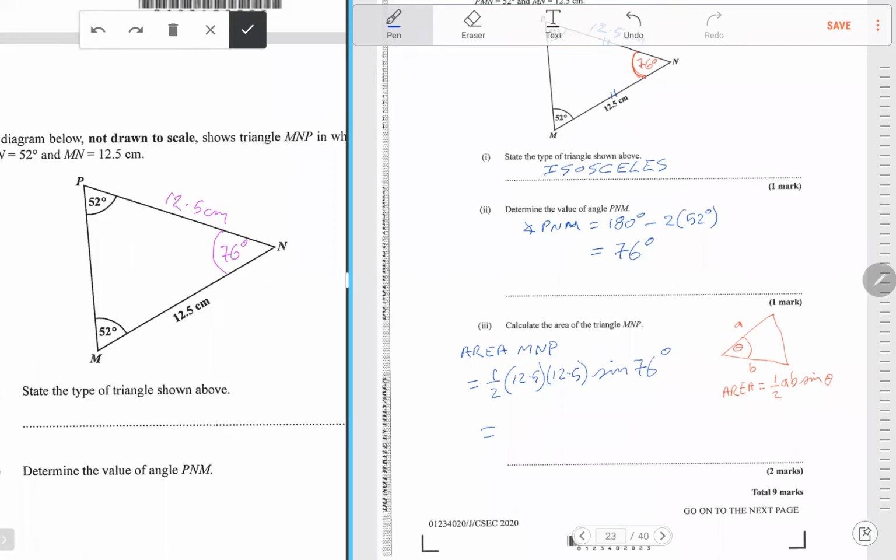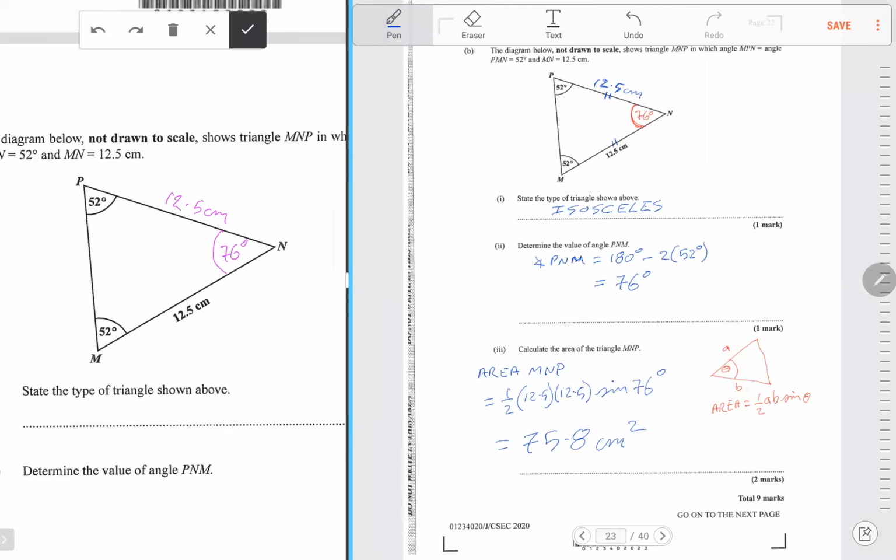Somebody tell me what you get. 75.8. Hold on, give me a second. All right, come again. It's 0.5 times 12.5 squared times the sine of 76, and we get 75.8 centimeters squared. All right, good. That question is done.